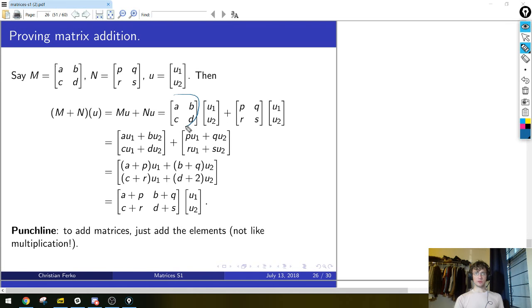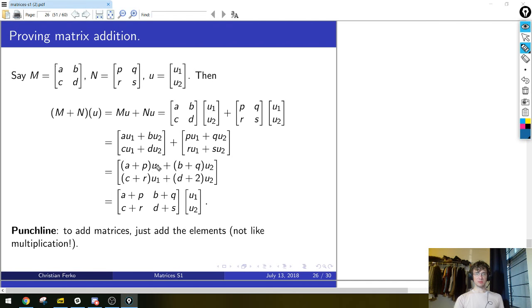And then I've just written the two matrices for M and N. M applied to U and N applied to U. Then with our mnemonic, ABCD times U1, U2 is AU1 plus BU2. That's the horizontal vertical stuff. And then CU1 plus DU2. And then similarly, PQRS applied to U1, U2: PU1, QU2, RU1, SU2. Same thing. You add those two vectors, and then combine like terms.